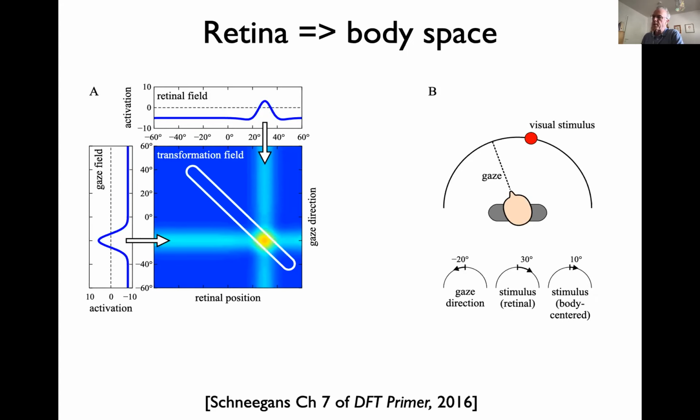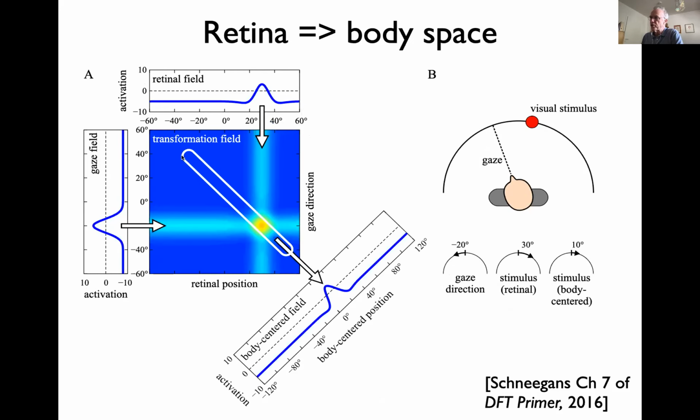So if you go through that again, you will find out along that diagonal, you get all the combinations of gaze angle and retinal position that correspond to a fixed position in the body frame. And if you take a different diagonal, then it will correspond to a different position out in the body. So the projection is to sum along these diagonals and project it onto a field that will then be the body-centered representation of that target.